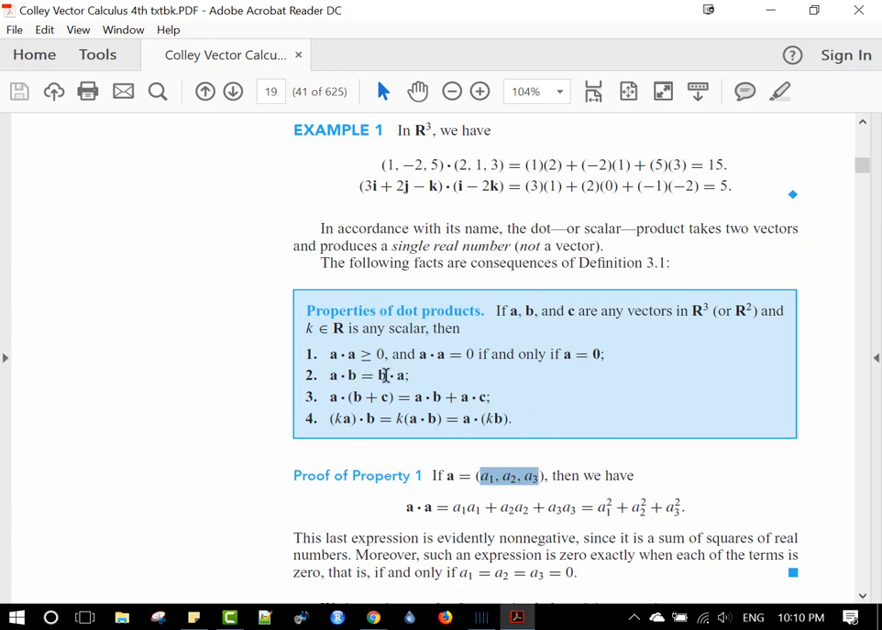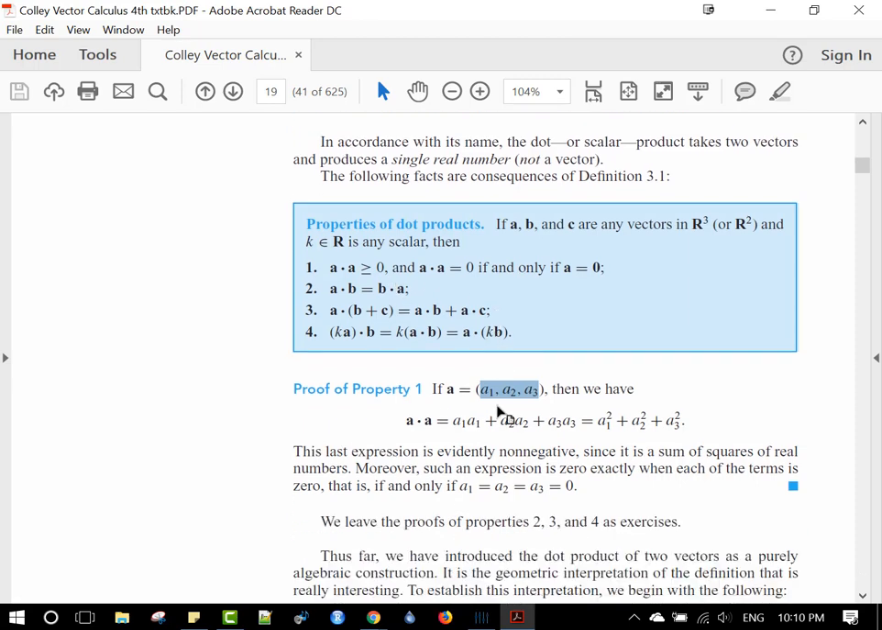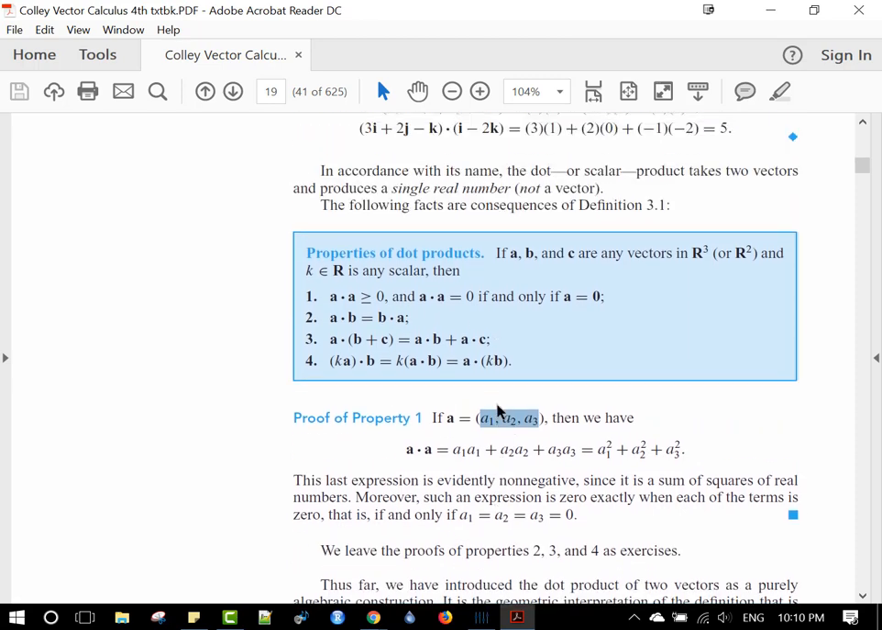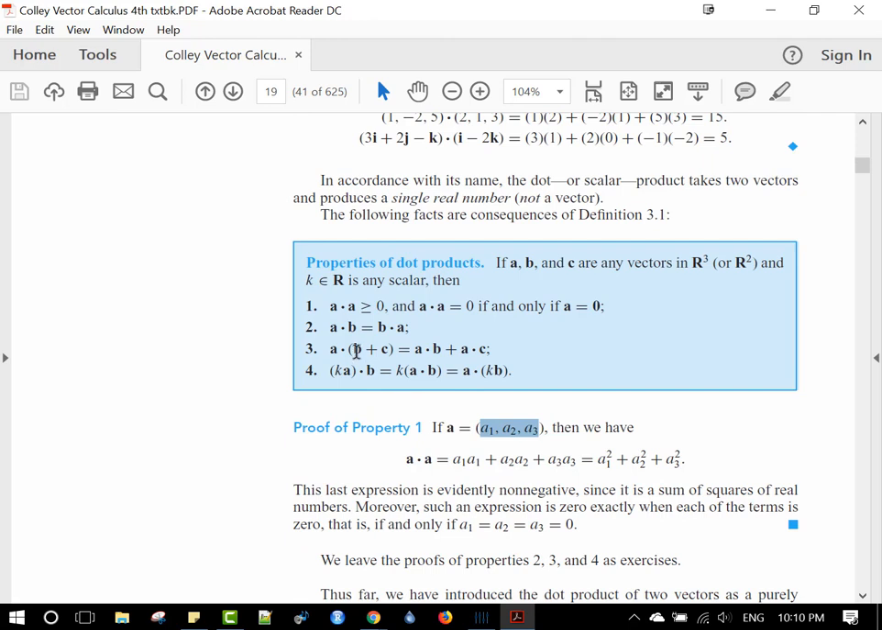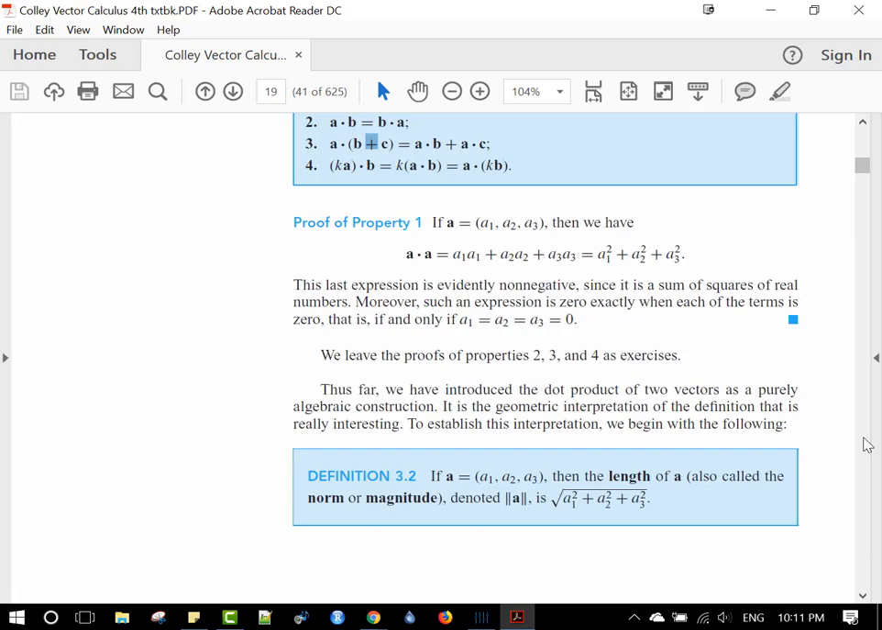Okay, A dot B equals B dot A, that's very easy to prove. Let's see, do they do it? No. But these are easy to prove, and this is like a distributive property for the dot product and the addition of vectors, and kA dot B equals k times A dot B equals A dot kB. Okay, so you should be able to prove these yourself, but we won't worry about that.